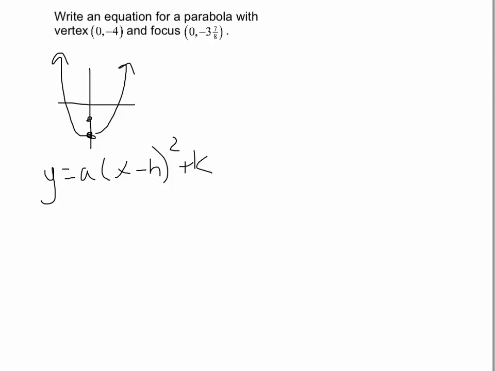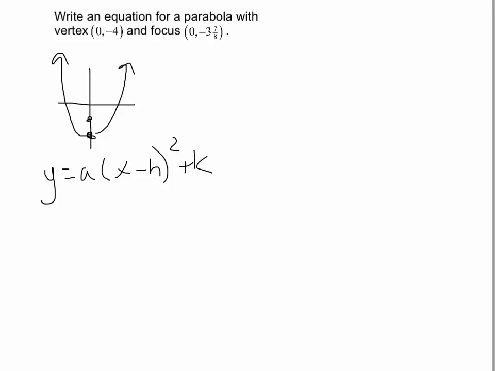Just to get an idea of what the parabola looks like, in our case, we know that the vertex is at (0, -4), so that's down here, and the focus is at (0, -3 7/8). So that tells us that this is a parabola that is vertical and that it opens up, since the focus needs to be inside the parabola. That means that we're looking for an equation that's y equals a times (x minus h) squared plus k.